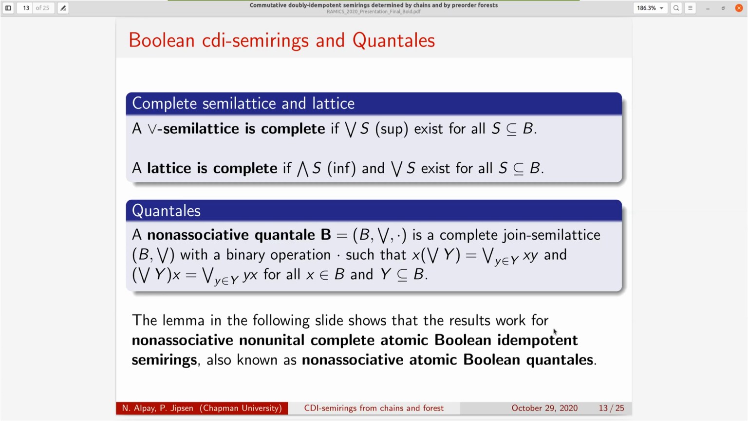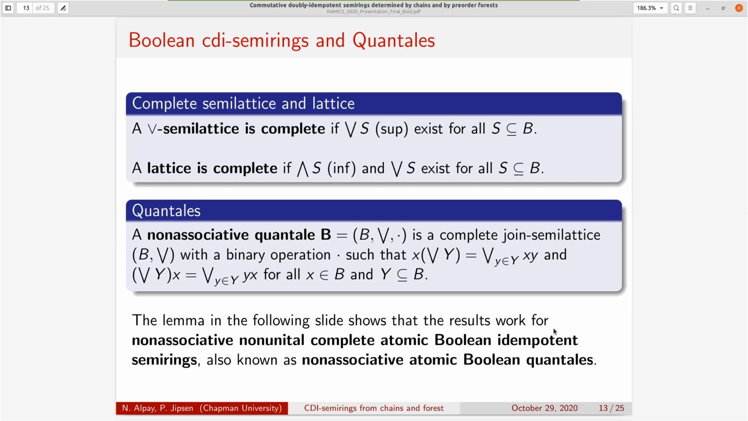So now we define a complete lattice and semilattice. A join semilattice is complete if the join of S, the supremum, exists for all S in B, and a lattice is complete if the meet of S, the infimum, and the join of S exists for all S in B.